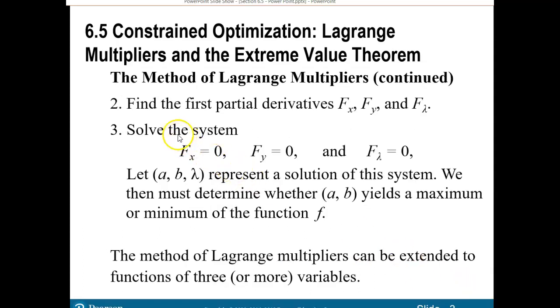All right, once we've established that function capital F, we find the first partial derivatives with respect to x, y, and lambda. We solve the system of equations by setting those first partials equal to 0. So the ordered triple a, b, lambda is the solution to that system. We're going to determine whether the point a, b yields a max or a min of the function. As you're solving this, you'll have this extra variable lambda involved. As you're going through your solving process, you may find the value of lambda, you may not. You don't really care, as long as you get the values of a and b, that's what you need.